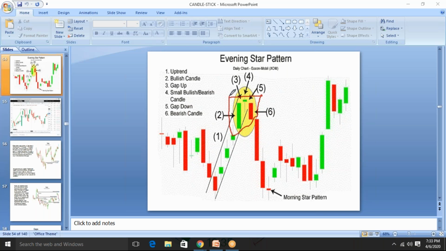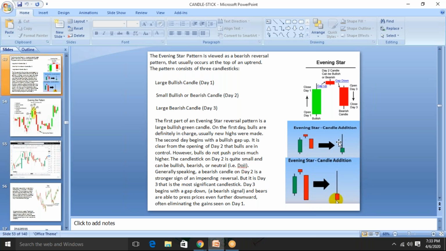And what is the net effect of the evening star? See here, the net effect of this evening star is equal to a shooting star. When you observe the three candles together, the net effect is equal to a shooting star. Okay, sir, is it clear?